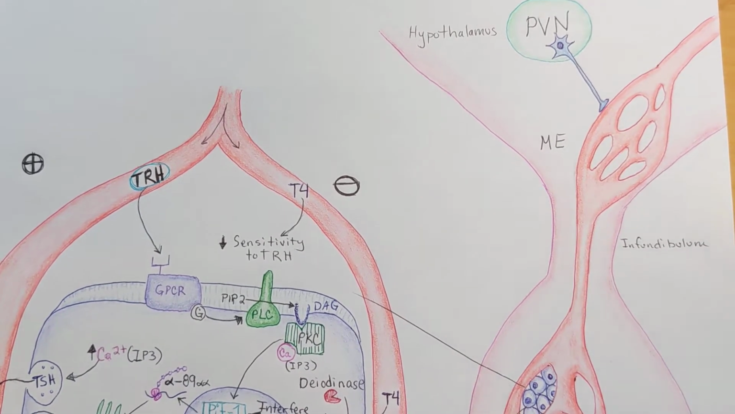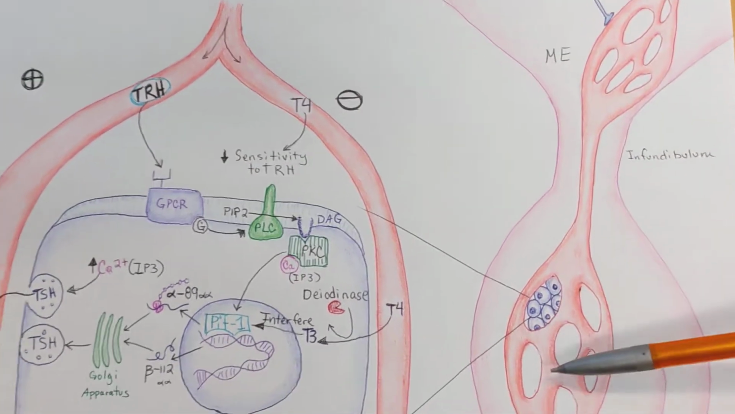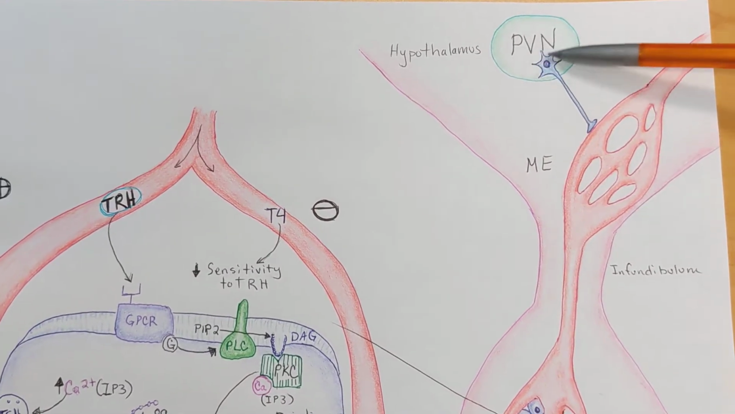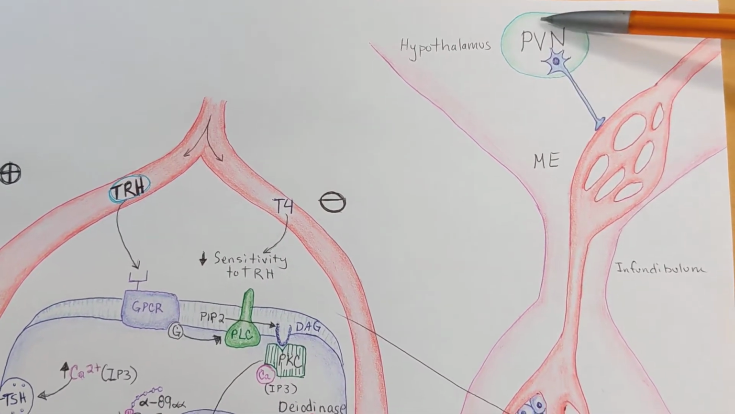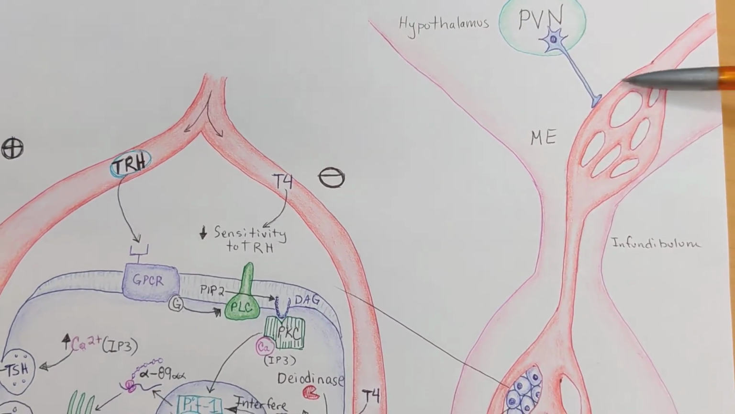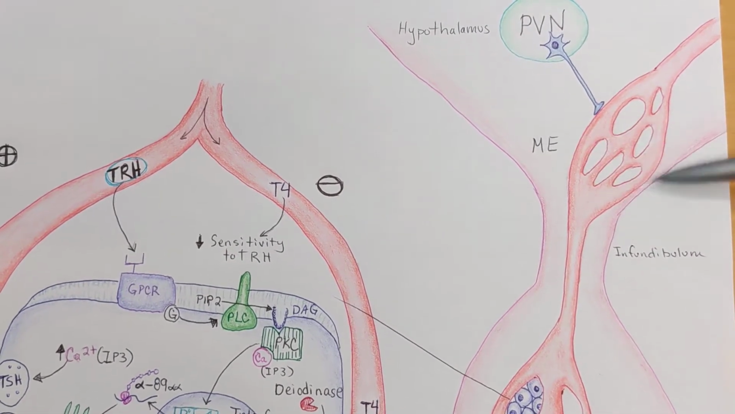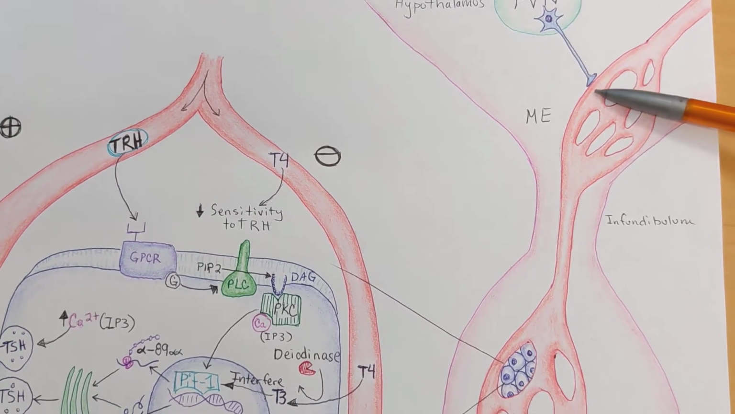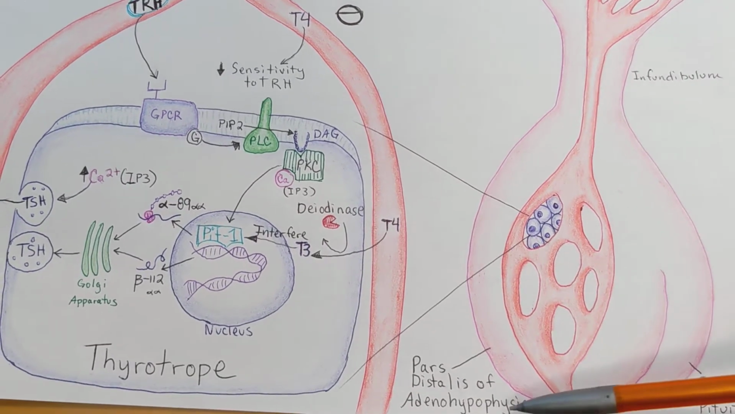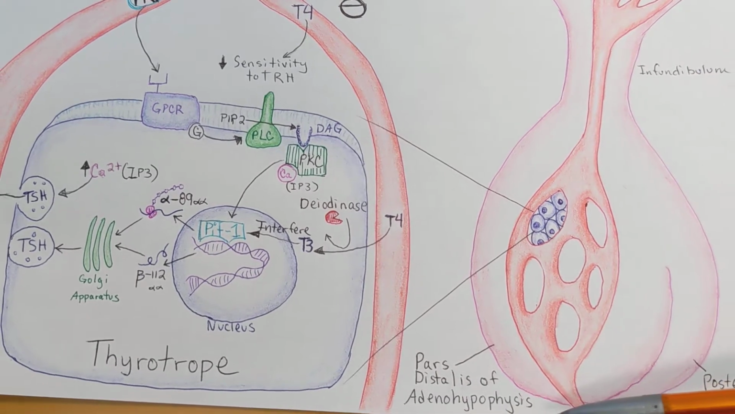In this video, I'm going to continue the discussion of the HPT axis, that is, the hypothalamus, anterior pituitary gland, and ultimately thyroid axis. In the previous video, I talked about how neurons within the paraventricular nucleus release TRH, thyrotropin releasing hormone, into the first capillary bed of the portal system, which is located within the median eminence. TRH is therefore delivered down to the second capillary bed in the anterior pituitary gland, specifically within the pars distalis of the anterior pituitary, which is the adenohypophysis.